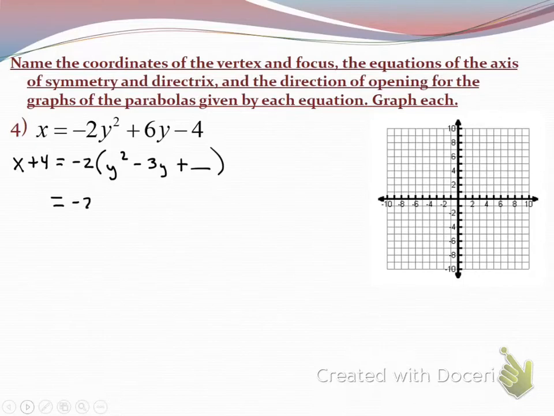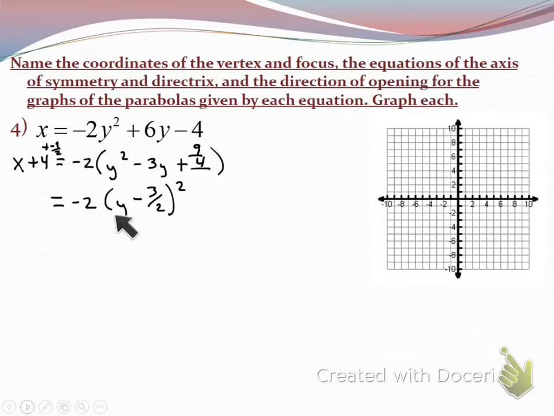Let's come down, complete the square. Negative 2 y. What's half of negative 3? Negative 3 over 2. And negative 3 over 2 squared is obviously 9/4. But I'm not going to add 9/4 to the left-hand side. I'm going to go negative 2 times 9/4, which would be negative 9/2. So over here on the left-hand side, I'm going to add negative 9/2.